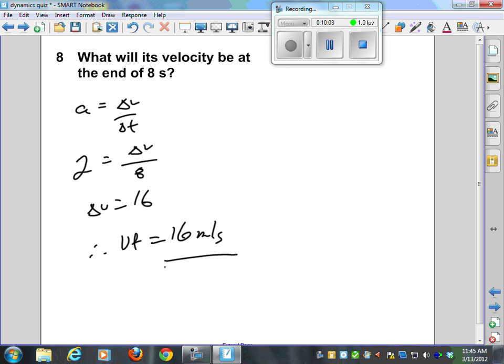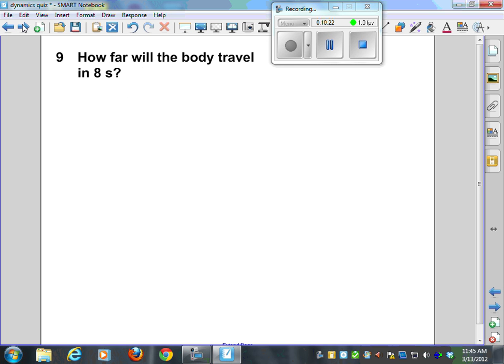How come delta v and vf are the same? Because the vi is equal to 0. The initial velocity is 0. So if it changed by 16, we started at 0, we end up at 16. Good. How many more we got left?